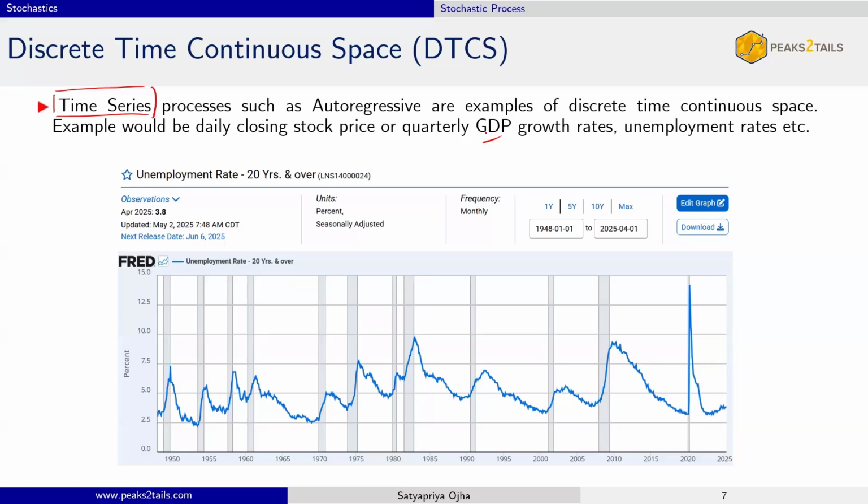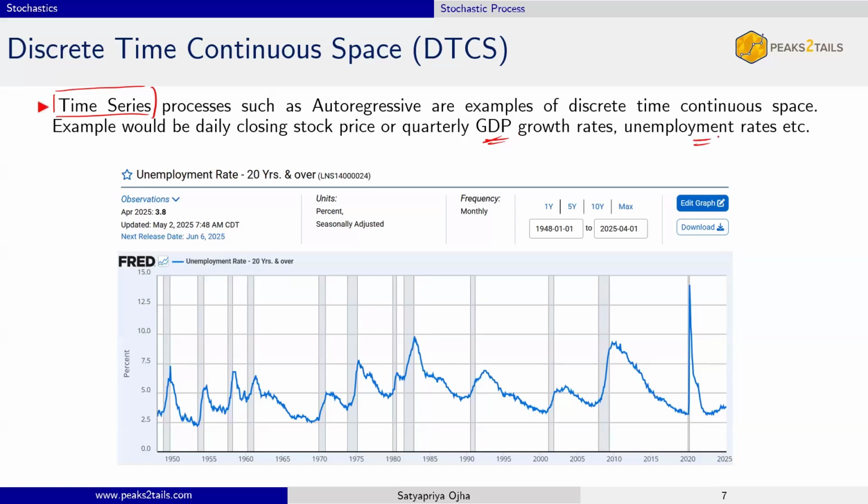All time series processes follow this discrete time, continuous space, because the value that y can take is any possible value, but you are always modeling them on a daily basis or monthly basis, so that's why it is discrete time. For example, GDP growth rate is published every quarter.